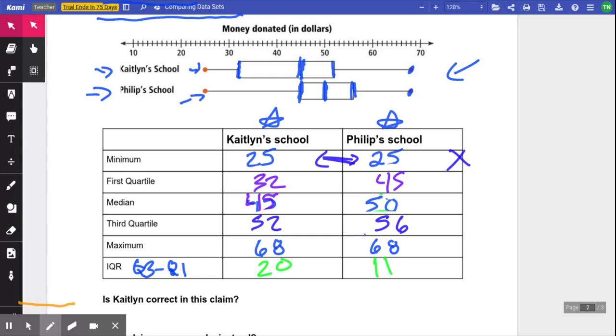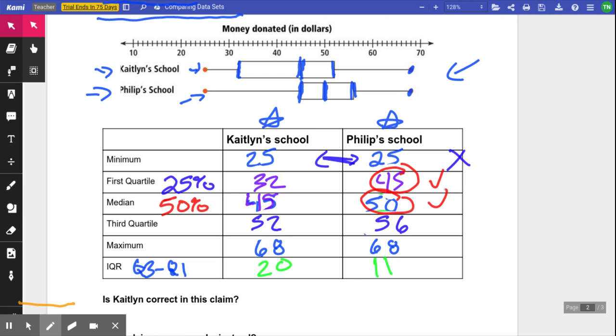The next one is the first quartile. First quartile is like the 25th percent. It looks like Phillips School is significantly higher. I'm going to go ahead and circle that in red. The 25th percent student is higher for Phillips School. Let's look at the median. Who's got the higher median? Phillips School again. Median is like the 50th percent, the student smack dab in the middle. We have advantage, Phillips School.